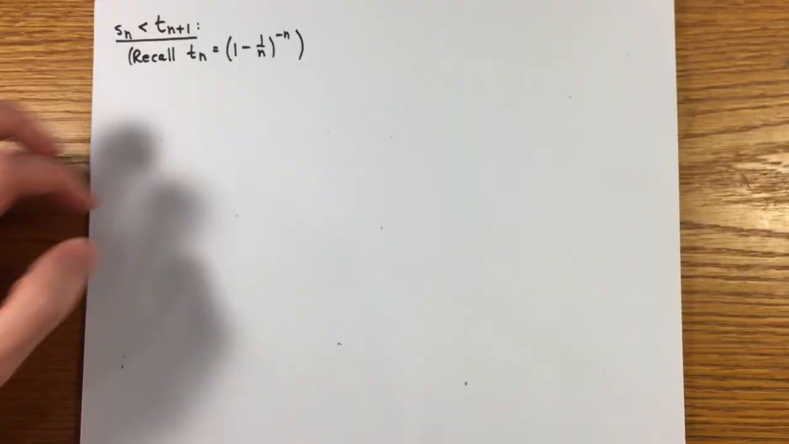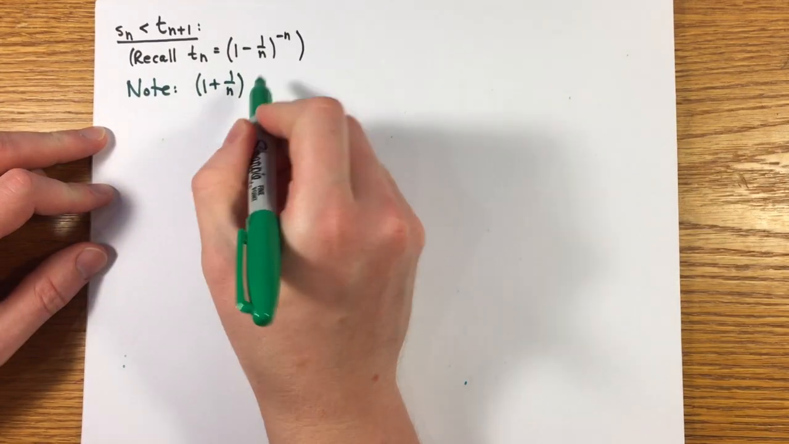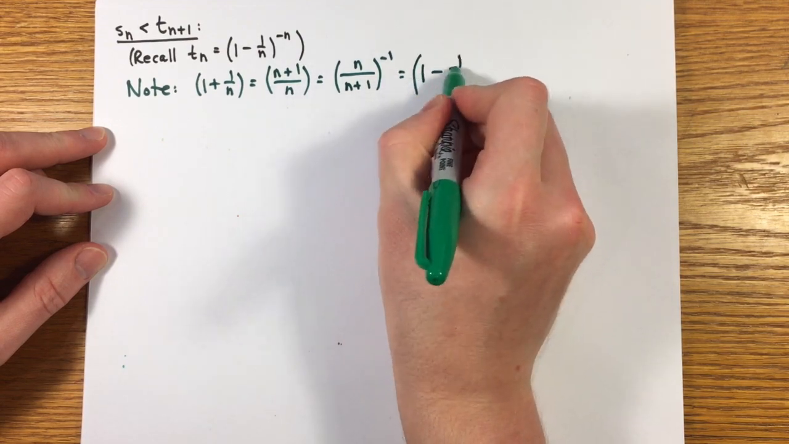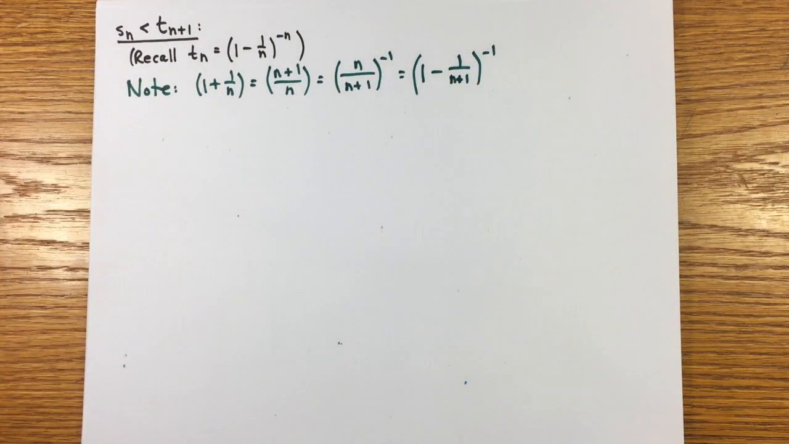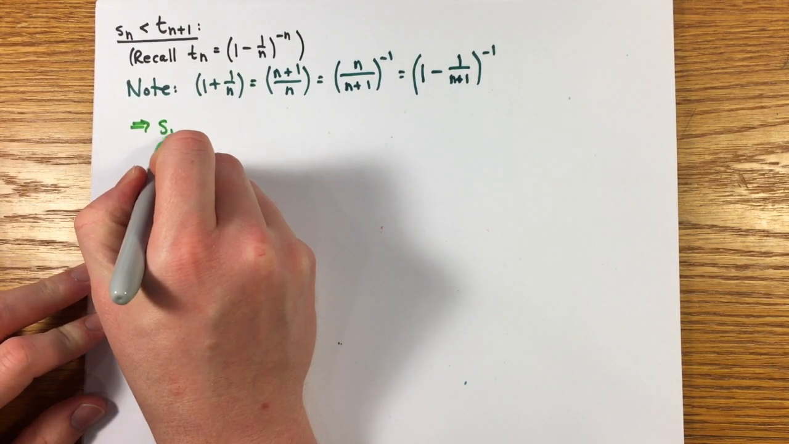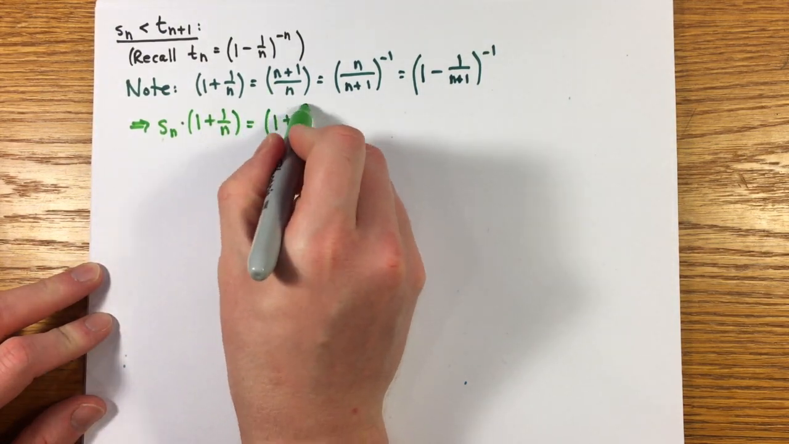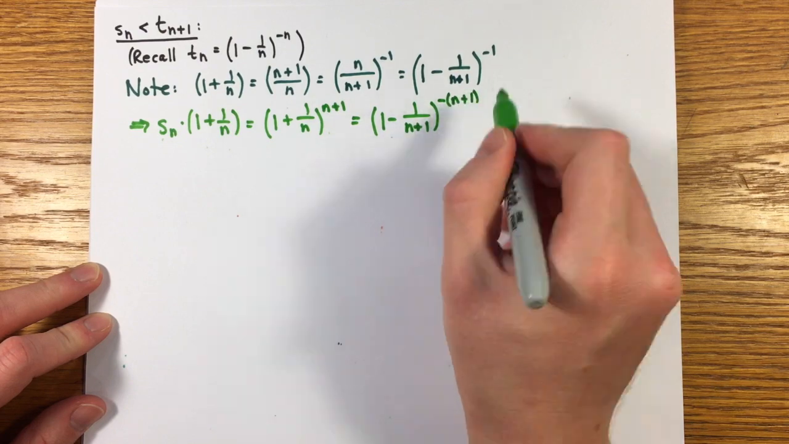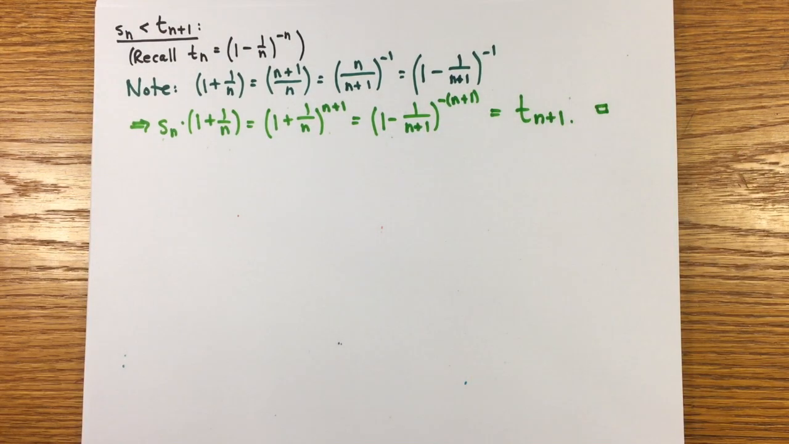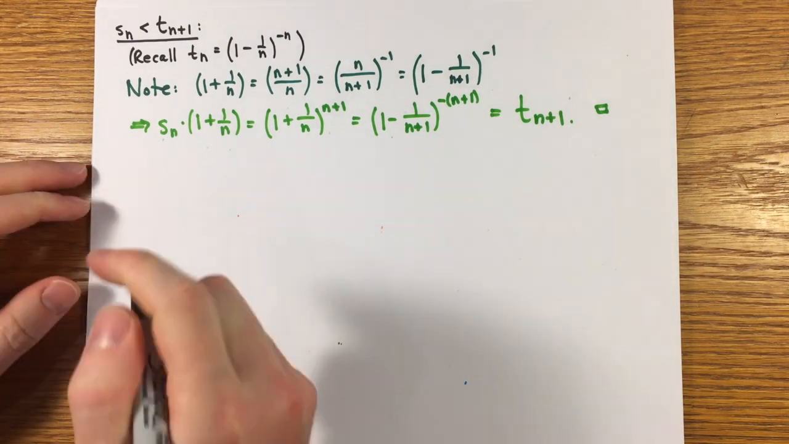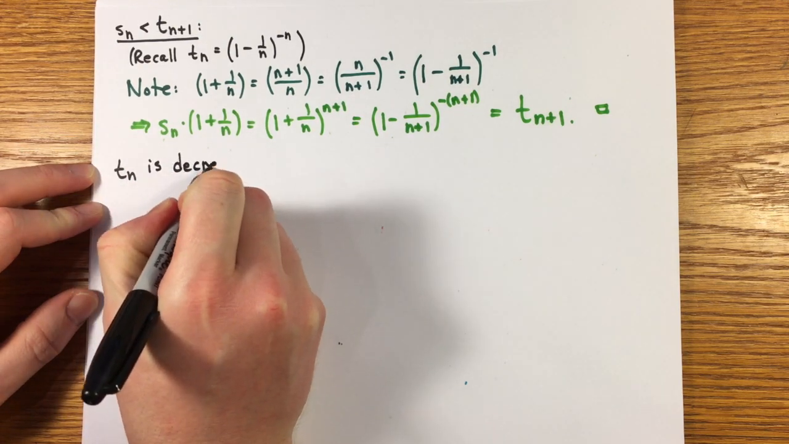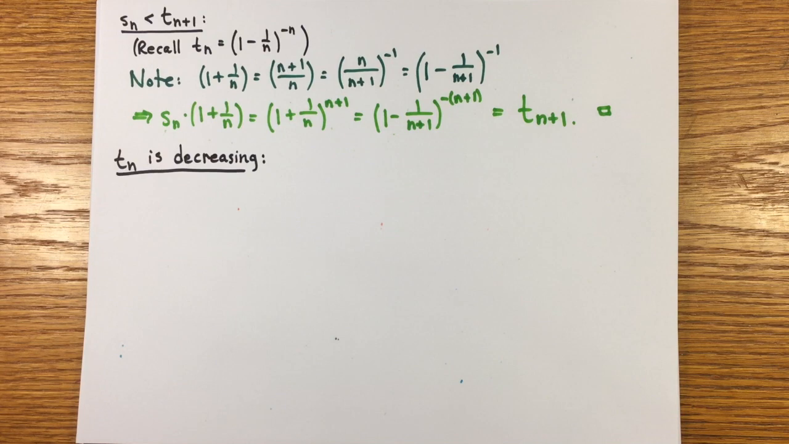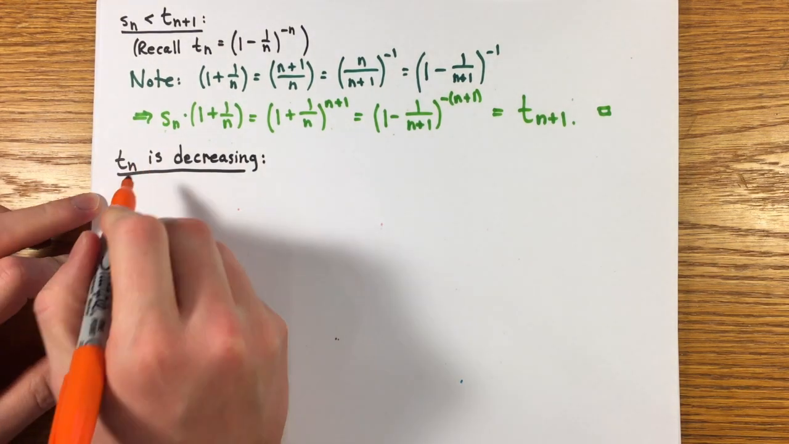Now, note that 1 plus 1 over n equals n plus 1 over n, which is equal to (n over n plus 1) to the minus 1, which is equal to (1 minus 1 over n plus 1) to the minus 1. And therefore, S sub n times (1 plus 1 over n), which is equal to (1 plus 1 over n) to the n plus 1, equals t sub n plus 1, which shows that S sub n is less than t sub n plus 1.